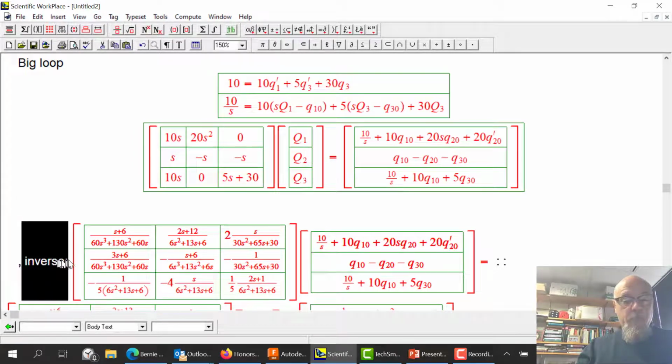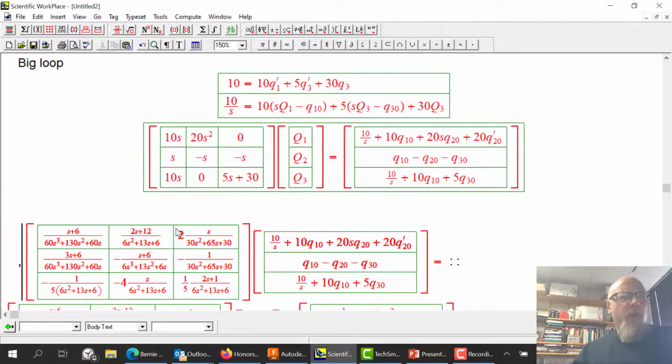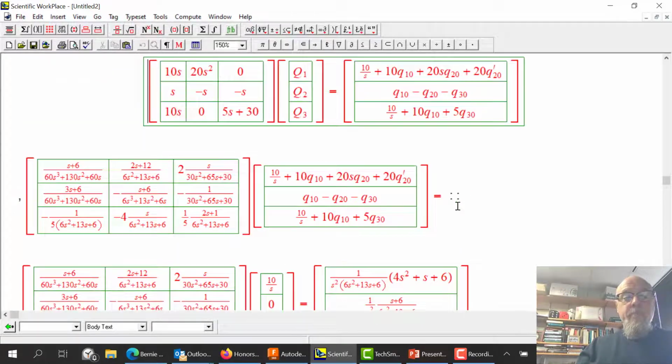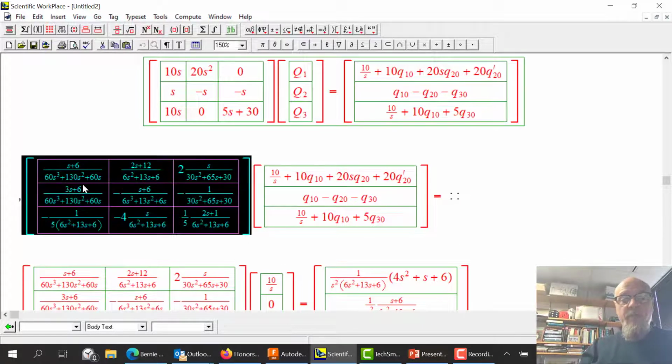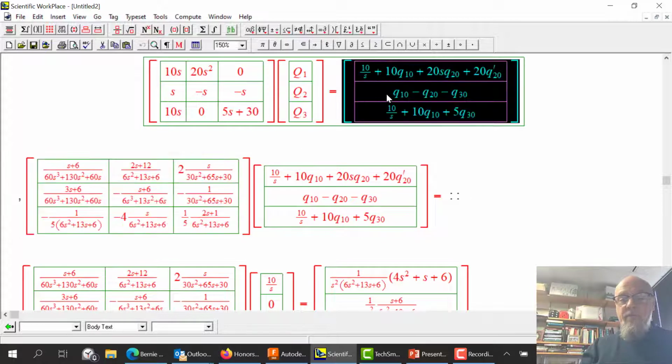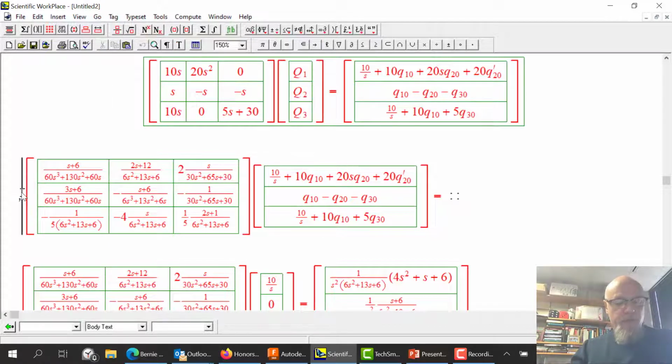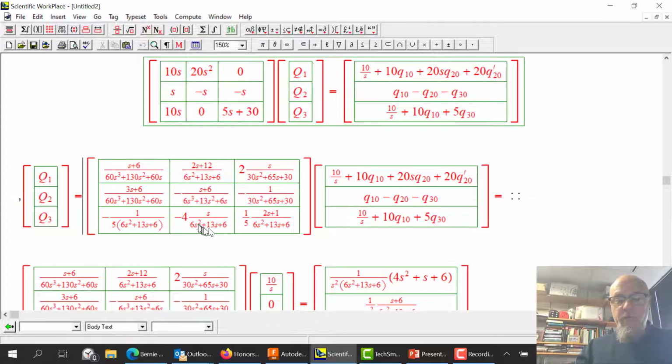Or you could solve by substitution or however you want. Here's the inverse of that matrix multiplied by the constants, and then when I do that, well, okay, before we do that, this is the inverse of the matrix times the constant vector. When I do that multiplication, I'm going to end up getting the vector with the Q's is equal to that.